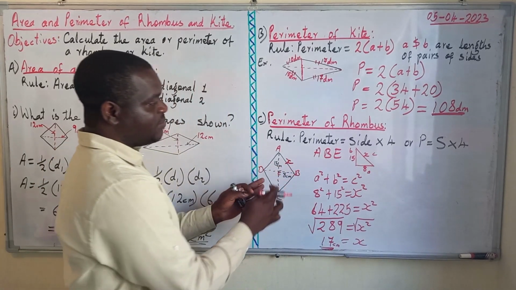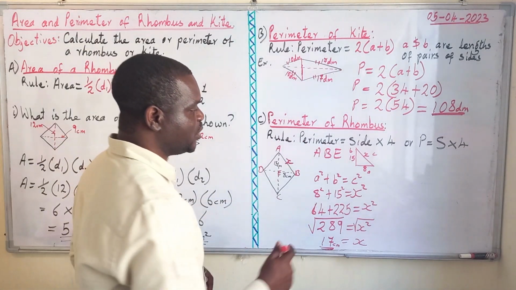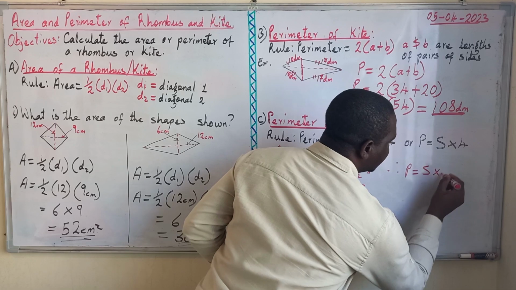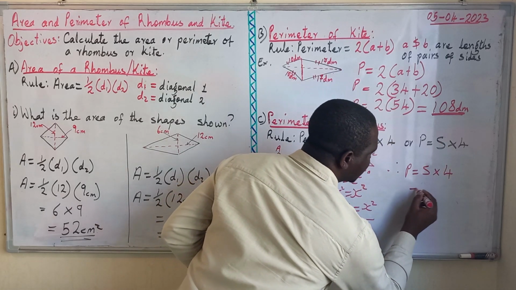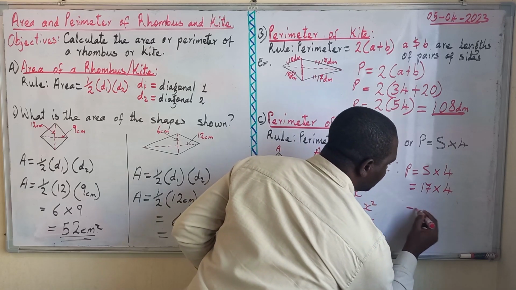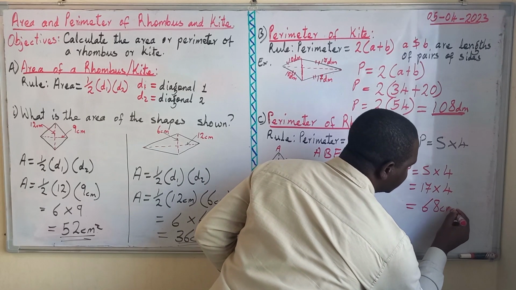This is just the side, but we have been asked to calculate the perimeter. So therefore, perimeter P will be equal to side times 4. And we know our side now as 17 times 4, which is equal to 68 centimeters.